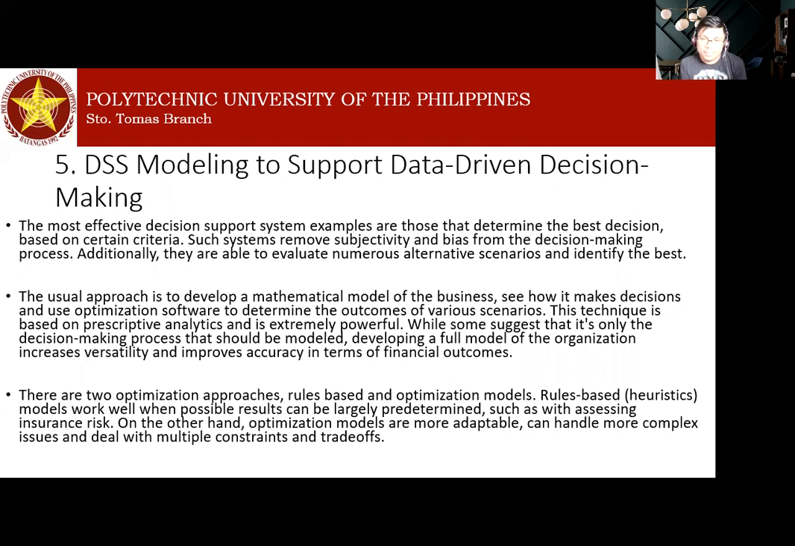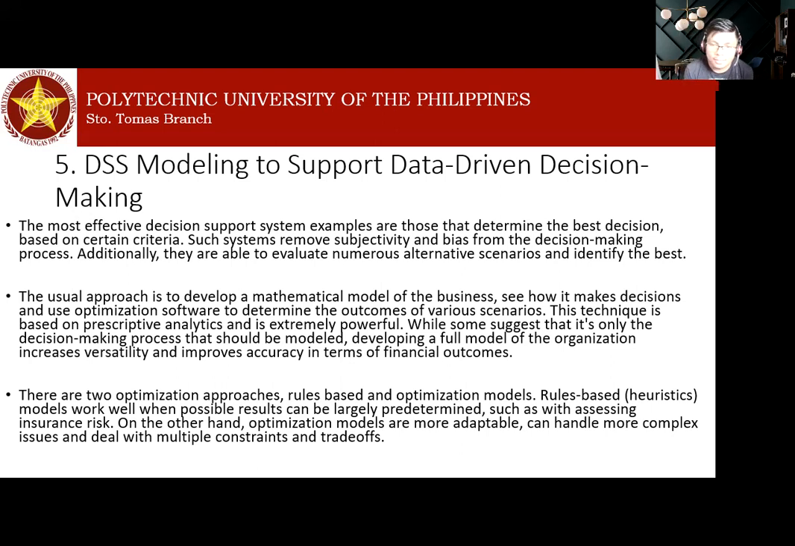The most effective decision support system examples are those that determine the best decision based on certain criteria. Such systems remove subjectivity and bias from the decision-making process. Additionally, they are able to evaluate numerous alternative scenarios and identify the best. The usual approach is to develop a mathematical model of the business, see how it makes decisions, and use optimization software to determine the outcomes of various scenarios. So this technique is based on prescriptive analytics and is extremely powerful.